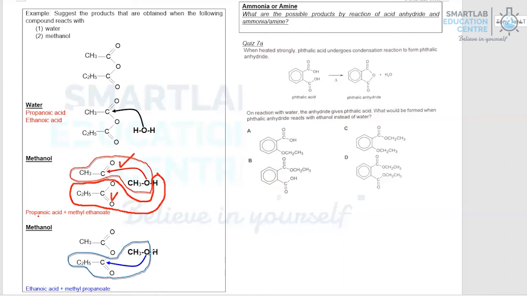The other way is if the oxygen were to attack the lower carbon in your acid anhydride, then in that case, you will find that the H will have to join with the rest of the other groups, which means you end up with ethanoic acid and your methyl propanoate below. So you end up with a range of 4 different organic products.